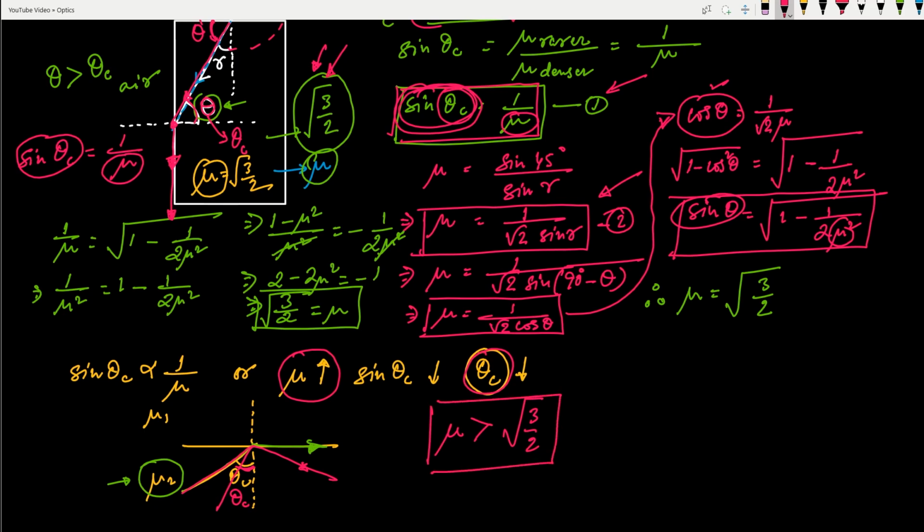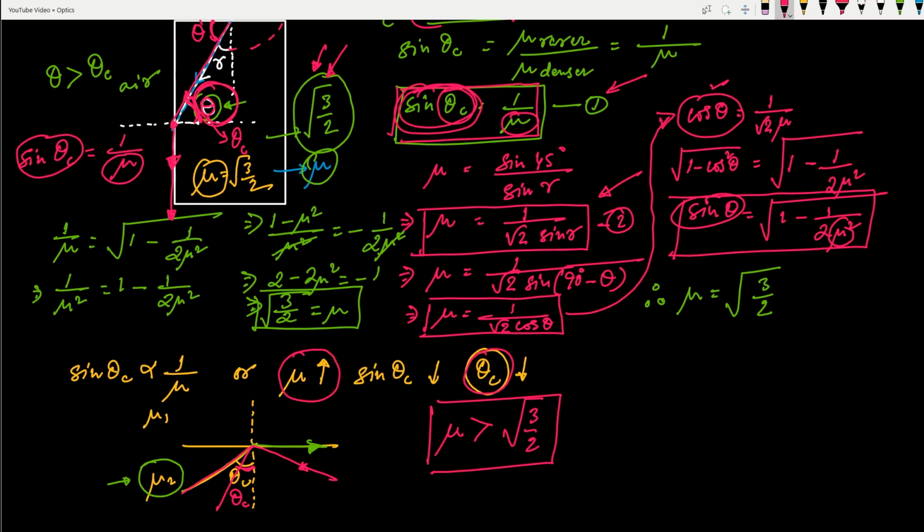Okay, so if the refractive index is equal to root 3 by 2, it is the condition of critical angle, that is grazing emergence. If we increase the refractive index more than root 3 by 2, then this angle of incidence theta will undergo total internal reflection. I hope this much is clear. This is a bit tricky question and it has some mathematical concept embedded in it. I hope the concept is clear.